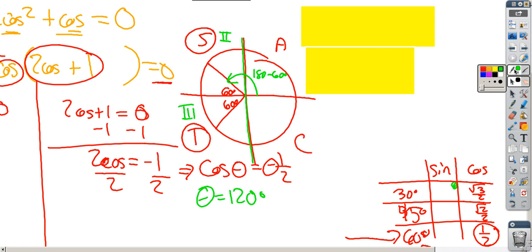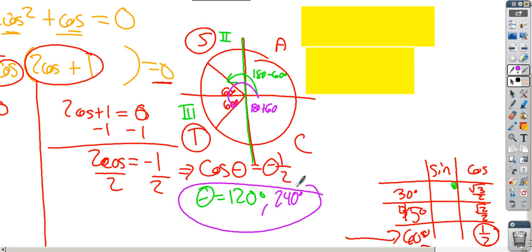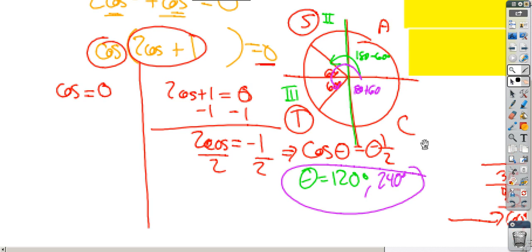And then our next solution is going to be this purple one, which is 180 plus an extra 60. And 180 plus 60 is 240 degrees. Just write that right here, 180 plus 60. So those are two of our solutions. We'll come back to that in just a second.